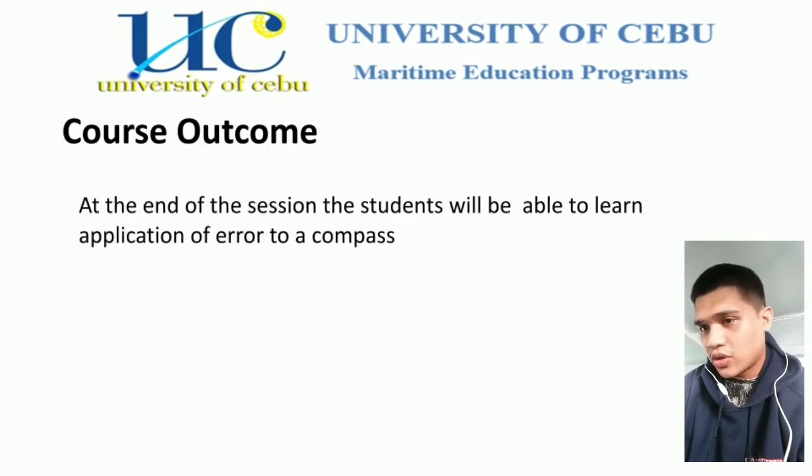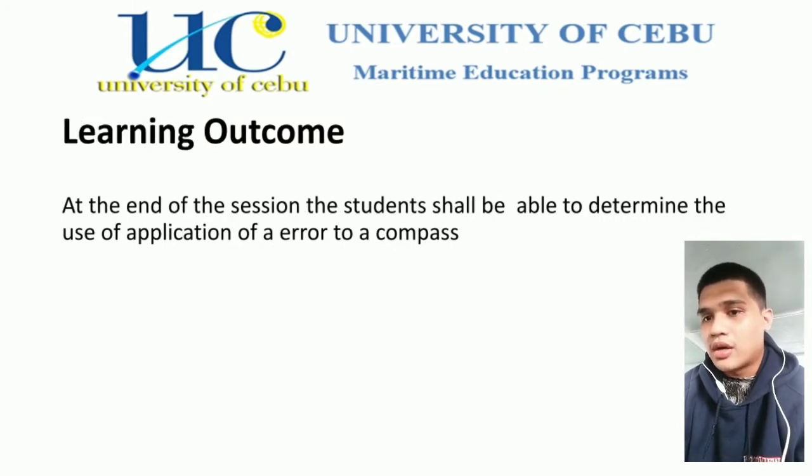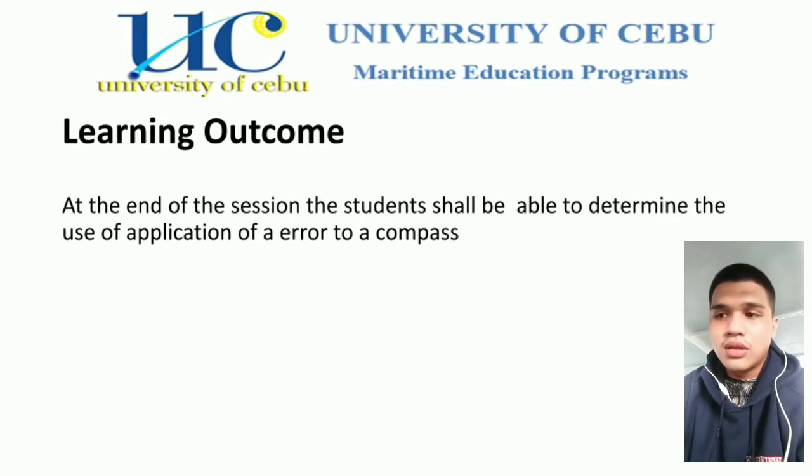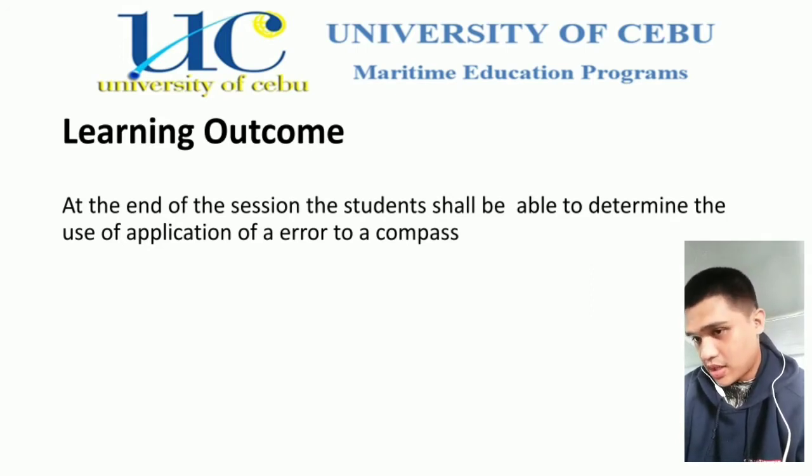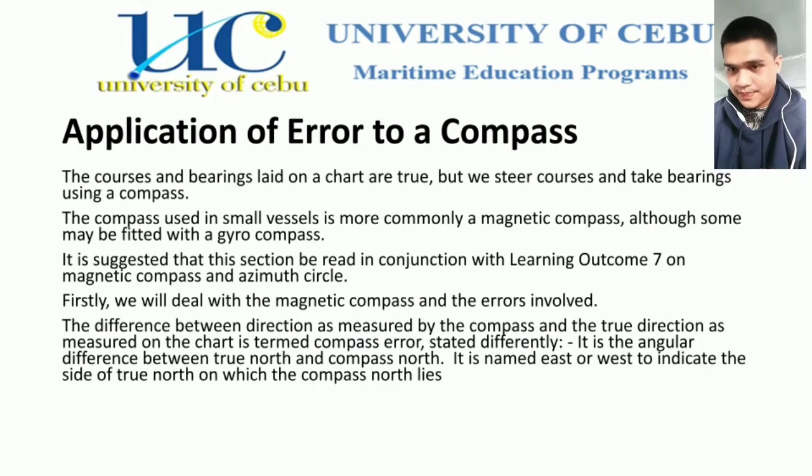So, our course outcome: at the end of the session, the students will be able to learn the application of error to a compass. Then, our learning outcome is that at the end of the session, the students shall be able to determine the use of application of an error to a compass.